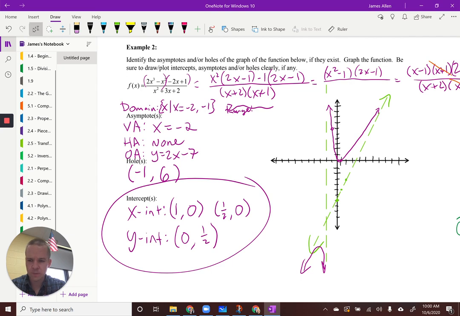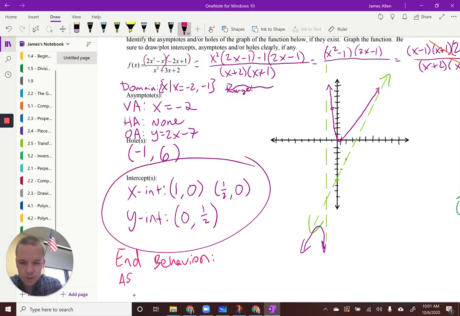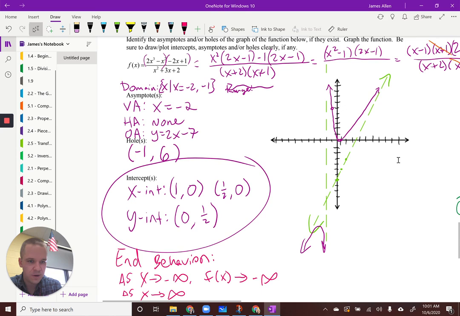I think the only other thing that I'd like to address here, guys, would be some of our end behavior, a little bonus math. So as x approaches negative infinity, what's f of x doing? Well, as x goes to negative infinity, that's this portion of the graph, it's going to negative infinity as well. And then as x approaches positive infinity, meaning as we go to the right, that graph is going up. That means that f of x is approaching positive infinity.